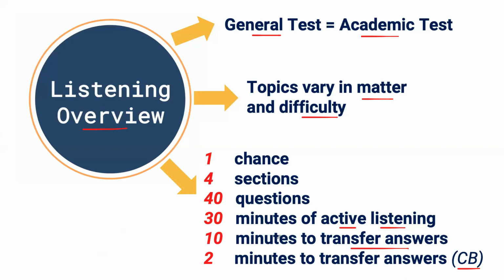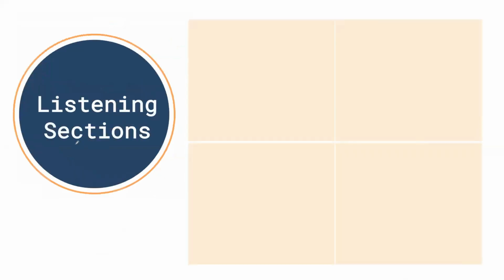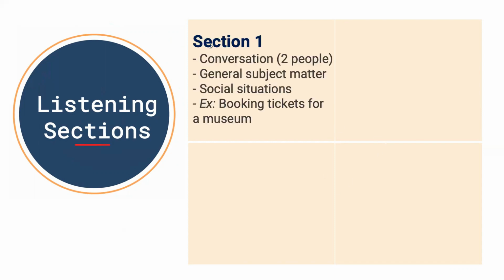So here's a nice overview of what to expect generally on the listening portion of the exam. Let's go into more detail about the various sections. So I said there are 4 sections. We'll go through each one in our handy little chart here, and we'll start with what you would start with on the exam, Section 1. So Section 1 will feature a conversation between 2 people. And the topic will be on general subject matter. So this could be a social situation, like for example, booking tickets for a museum. You'll hear 2 people talking about this.